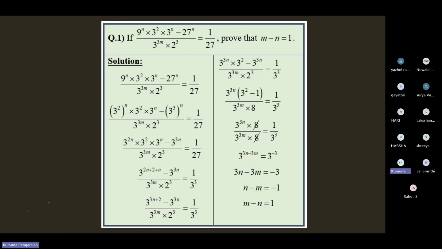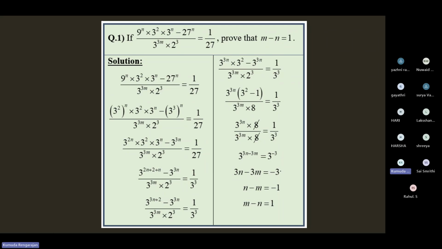When you divide by 3 throughout, or I can include a step for you, you can take out 3 common here. So 3 times n minus m is equal to minus 3. Then this 3 comes for division here. So n minus m is equal to minus 1. Changing the signs throughout: minus m becomes plus m, plus n becomes minus n, and minus 1 becomes plus 1. So we proved that m minus n is equal to 1.